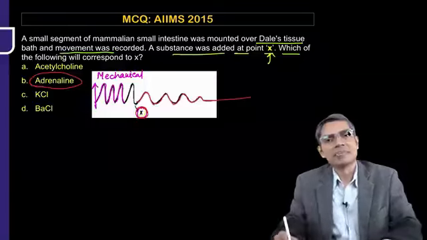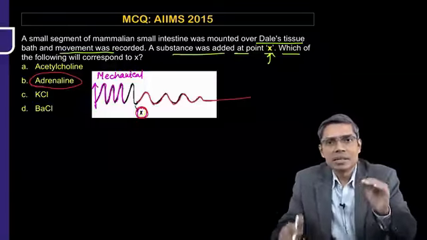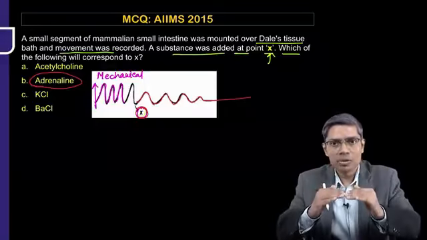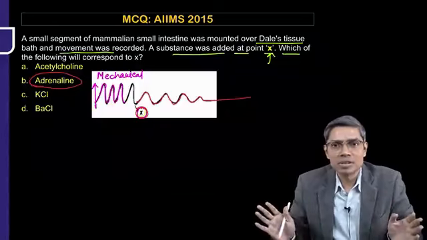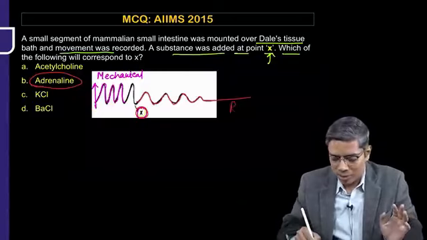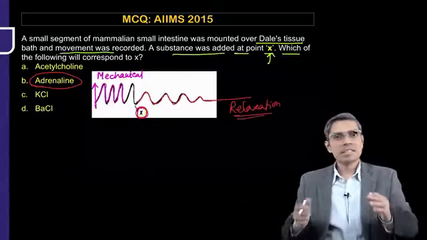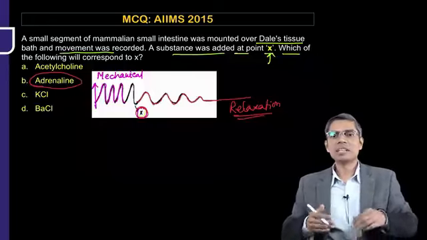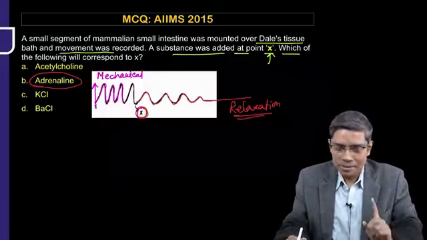Obviously this is adrenaline. We have just understood that with adrenaline the BER will go below the threshold voltage. So the action potential will disappear, and if the action potential is not there, contraction of the GI smooth muscle is not going to happen. That's why there will be relaxation of the smooth muscle. So see, same concept, but the question has been given in a different way, but the answer remains the same. Got it? Okay, very good.